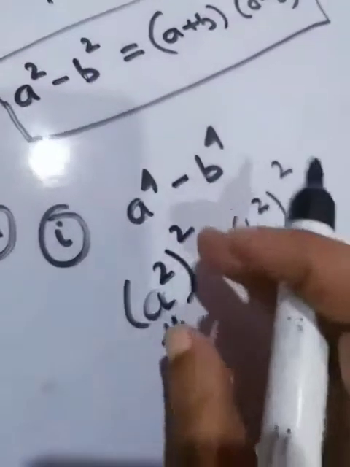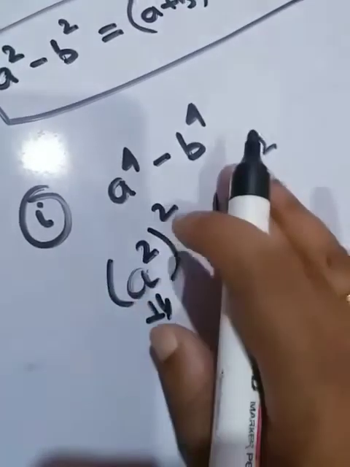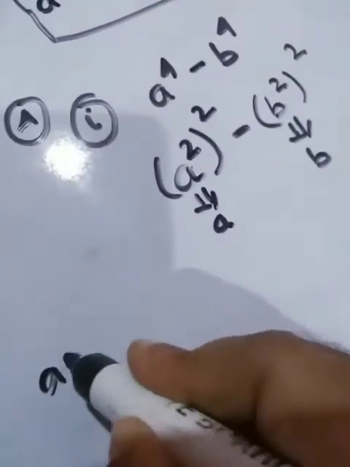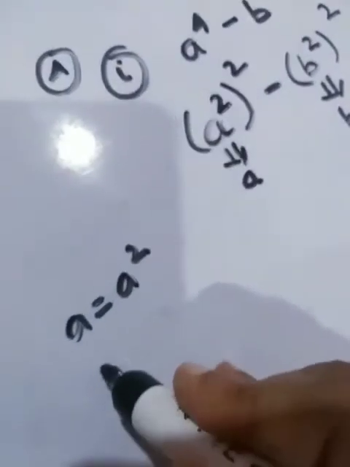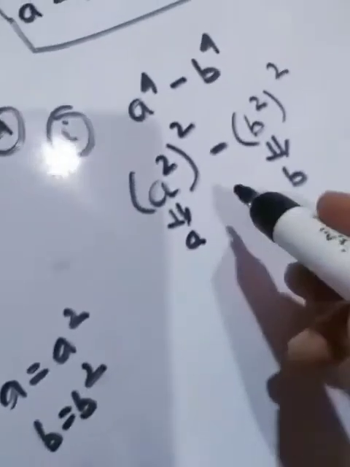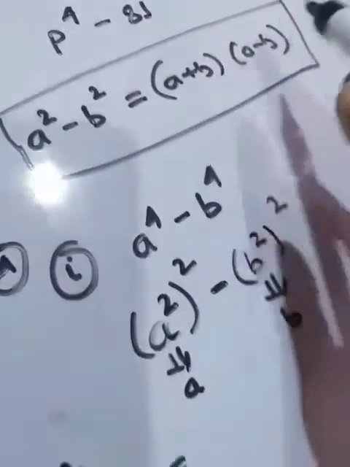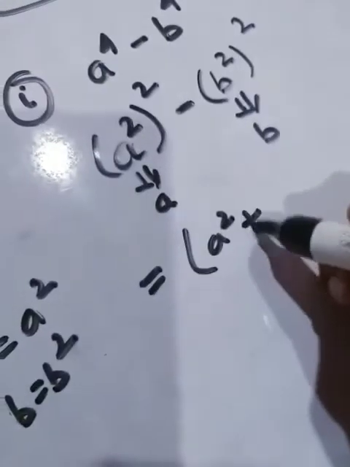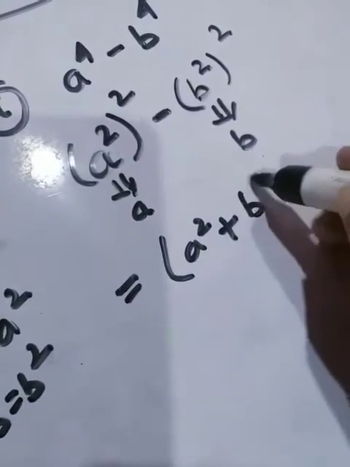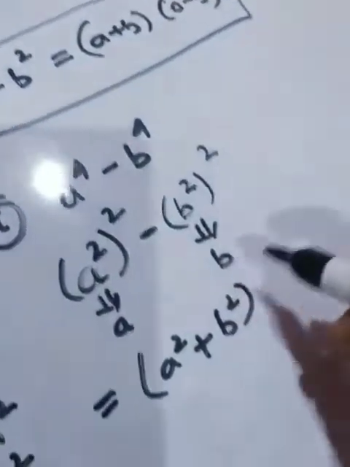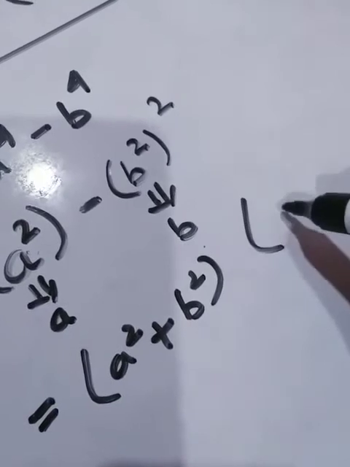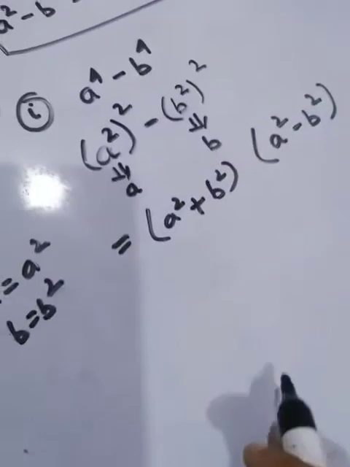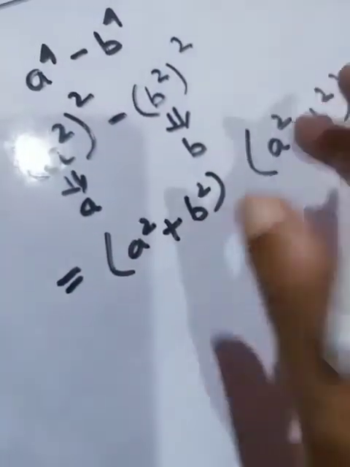Now, as this is in the form of a square minus b square, what is the format? a plus b, a minus b. So what is a, students? a would be considered as a square and b would be considered as b square. So what is the formula? The formula is a plus b, a minus b. So a plus b: a is a square, plus b, which is b square. So the first bracket is finished. What is the other bracket? a minus b, that is, a square minus b square.